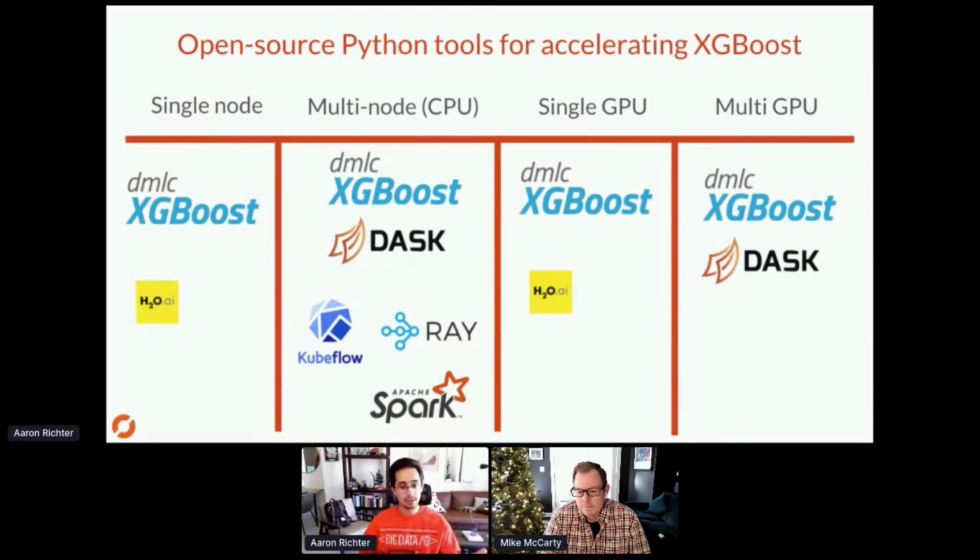Dask has multi-node implementations of XGBoost, and we're going to talk a little bit later about some of those details. There are other tools like Kubeflow, Ray, and Spark that also have cluster XGBoost support. I think Dask is probably one of the more mature ones. The other ones are relatively new, and Ray specifically is pretty new, within just the last few weeks.